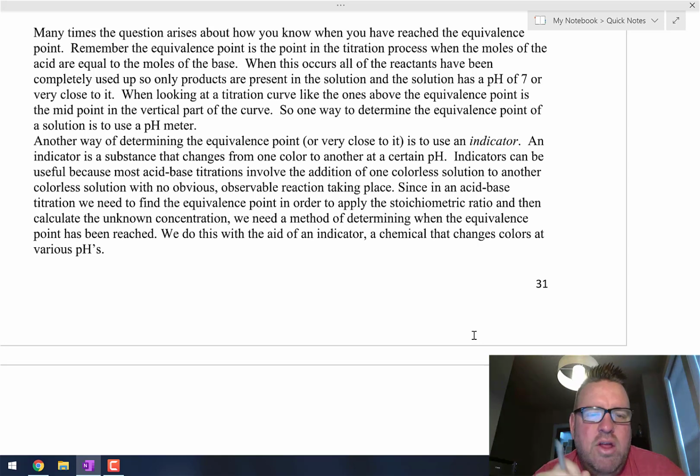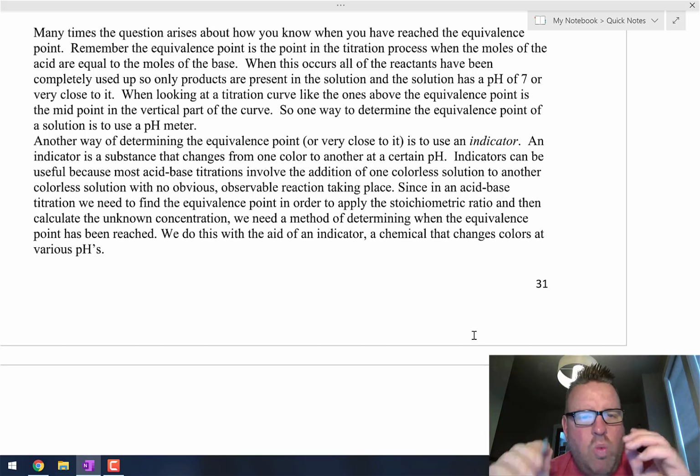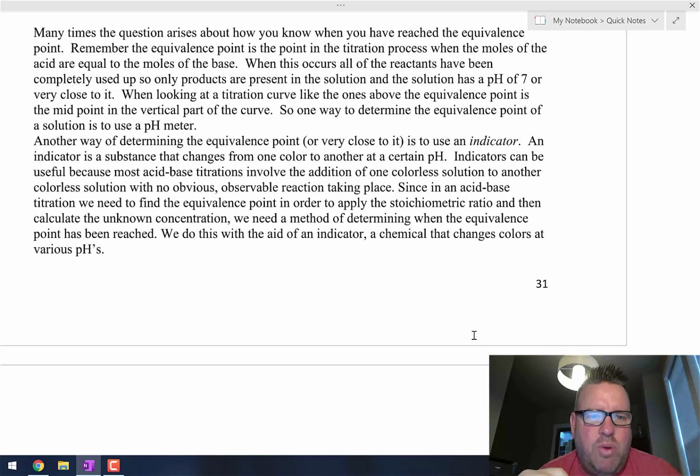Typically you have a pH of around 7 or close to it. We've mentioned that a couple times, but we'll talk about that in a little more detail in one of the future videos. One of the ways of determining the equivalence point is to look at a pH curve and find the midpoint, roughly, of the vertical part of the curve, and then you go down, and that's where you know how much volume it took to get to the equivalence point.